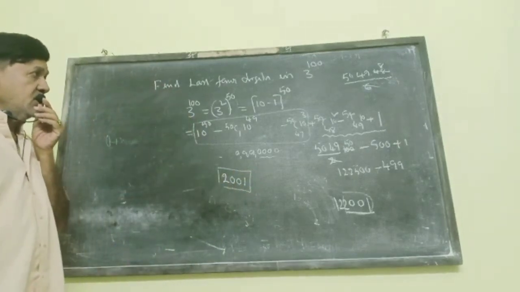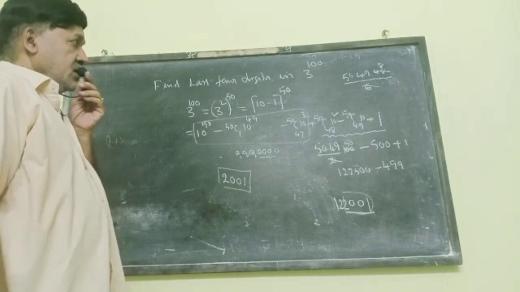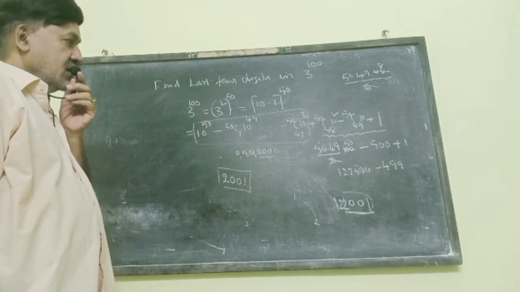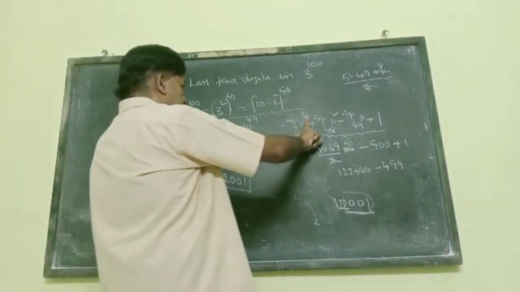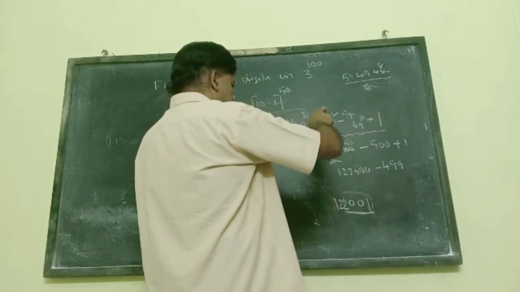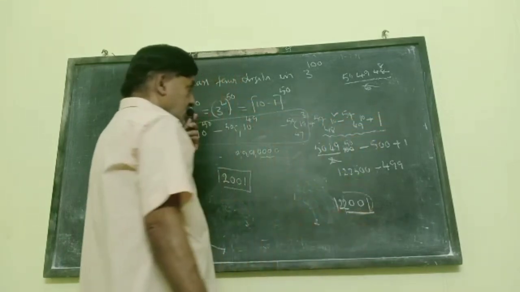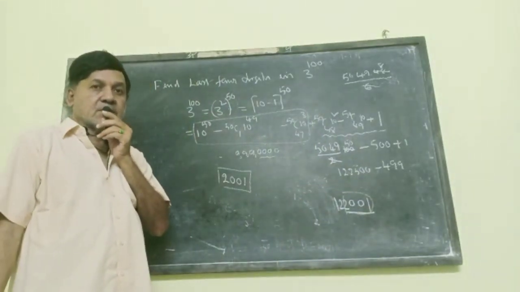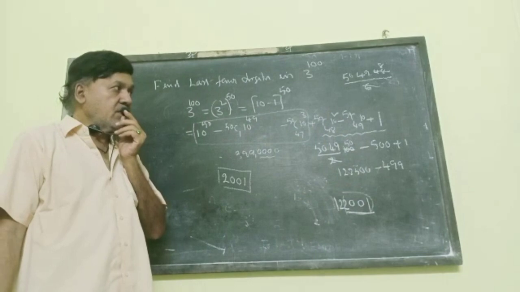So last 4 digits in the expansion of 3 power 100 are given by 2001. Up to this, no problem. You have to calculate the value of this properly and arrive at the last 4 digits of the number 3 to the power of 100. I think you are following.